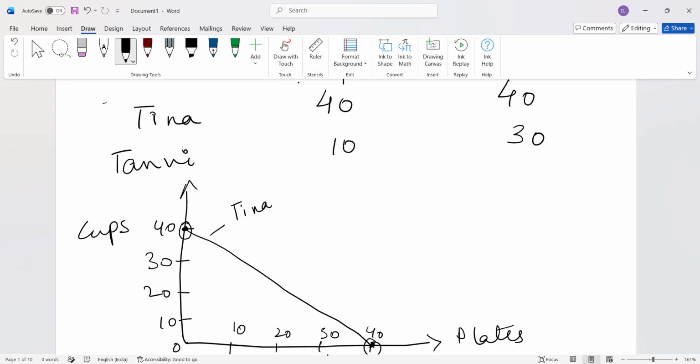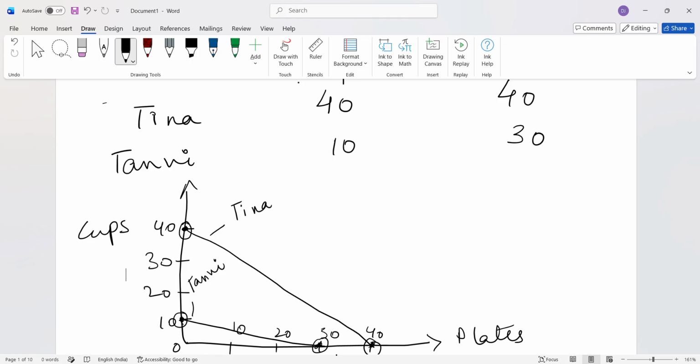Similarly, you get it for Tanvi. So it's 10 cups and 30 plates, right? Just join these two points. You get the production possibility curve for Tanvi. That's the production possibility curve for Tanvi. This is how you draw a production possibility curve given this kind of matrix.